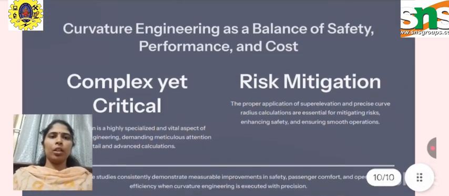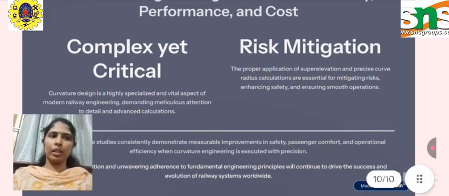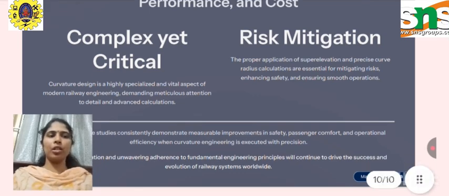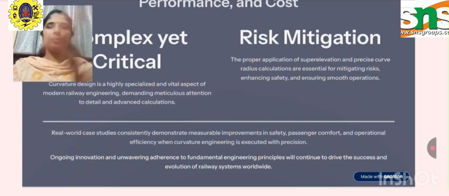Next is conclusion. Curvature engineering is a balance of safety, performance, and cost, complex yet critical. Risk mitigation: the proper application of super elevation and precise curve radius calculations are essential for mitigating risk, enhancing safety, and ensuring smooth operation. Real world case studies consistently demonstrate measurable improvement in safety, passenger comfort, and operational efficiency when curvature engineering is executed with precision.